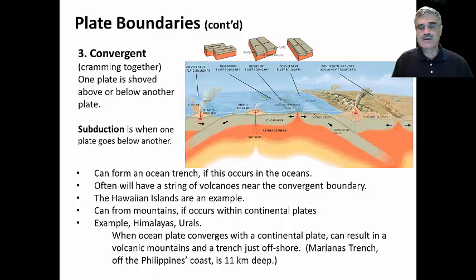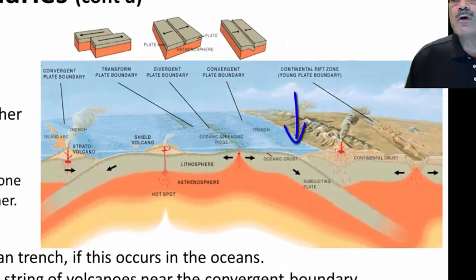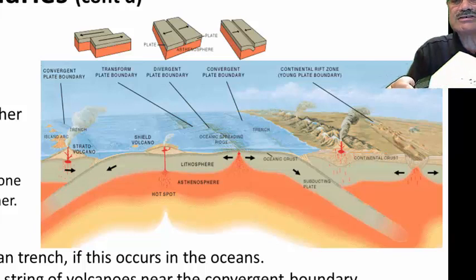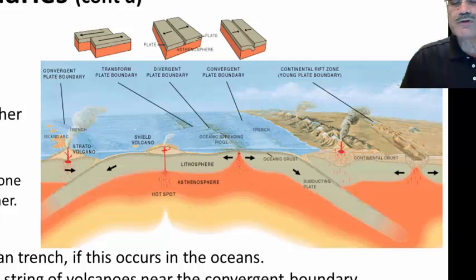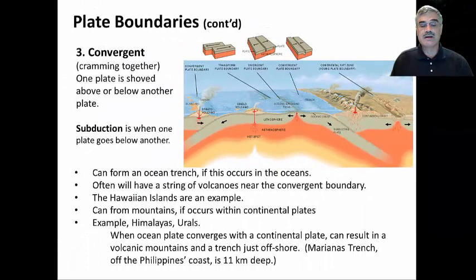Now, the consequence is that when you have this convergence of plates cramming together, one being subducted below the other, you can form such things as ocean trenches, or you can form a ridge of volcanoes near convergent boundaries. You can also form mountains. When this subduction happens and one rises above the other, this can lead to a mountain chain, and we'll point out examples where there are mountain chains near the boundaries of tectonic plates. Examples are the Himalayas, the Ural Mountains, and the Andes Mountains.